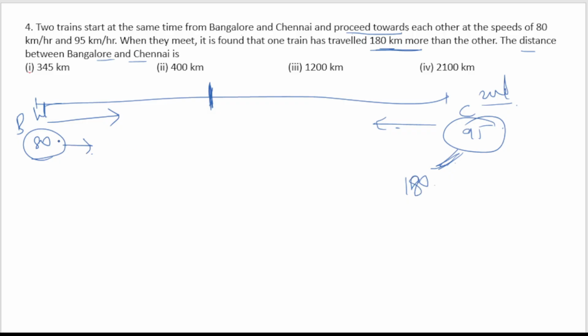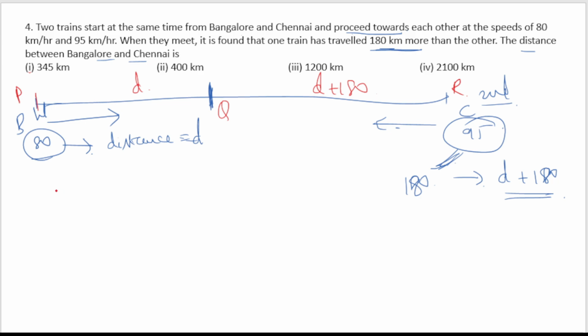So we will imagine the distance traveled by the first train is equal to d, and the distance traveled by the second train will be d plus 180. The time is the same. They both are traveling in the same time period. When the first train has traveled from point P to Q, it traveled d kilometers, and when the second train traveled from R to Q, it traveled d plus 180 kilometers. The time is the same. Time taken by the first train will be distance divided by speed. Speed of the first train is 80 kilometers per hour. And what is the time taken by the second train?